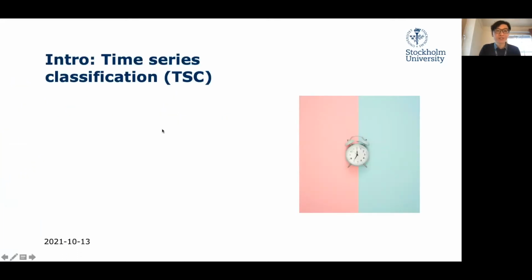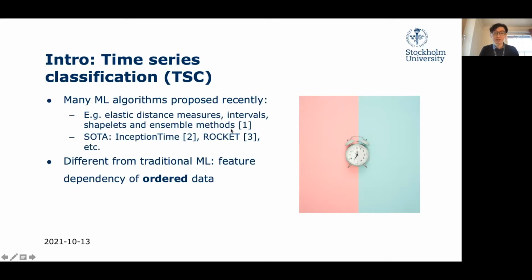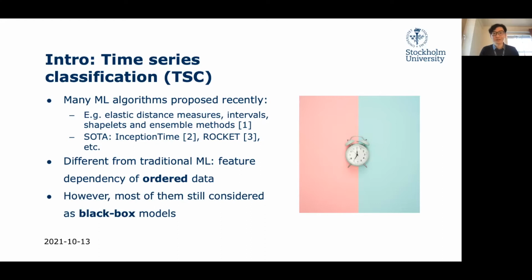Okay, so let's start by talking about time series classification. As many of you already know, in recent years many machine learning algorithms have been proposed, such as elastic distance measures, intervals, shapelets, and also some state-of-the-art breakthrough methods, such as InceptionTime and ROCKET. It is different from traditional machine learning classification. This is due to the feature dependency of the ordered data at different time steps. However, many of those methods are considered black boxes, so they lack model transparency and prediction interpretability. But in reality, many application areas require such model transparency to gain user trust and reliability.